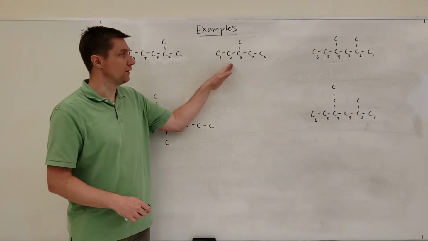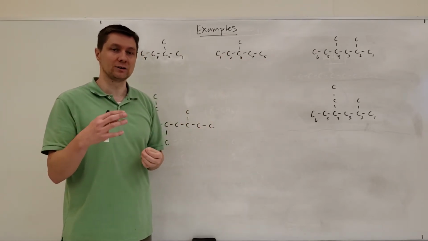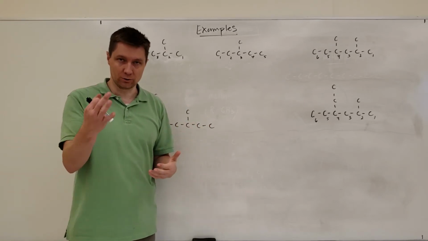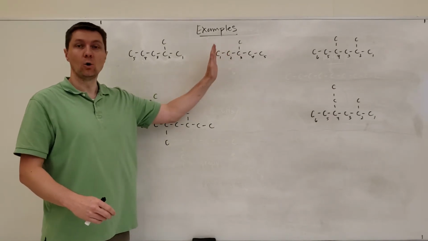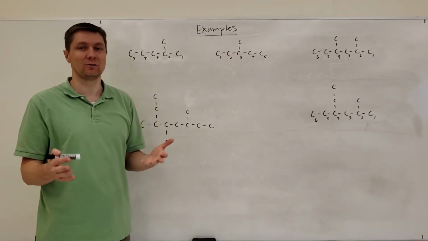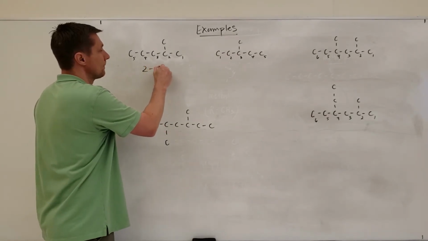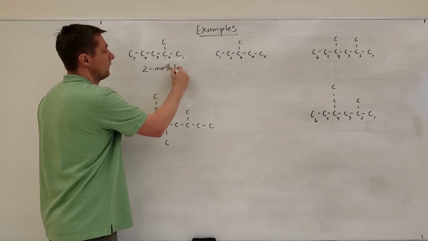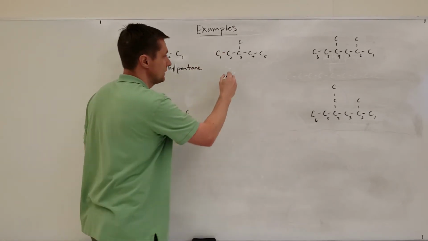You can see over here, I can number it left to right or right to left. Either way, I'm going to get an alkyl branch that's going to be on carbon number 3. But in this case, I still have to put number 3 on there because the alkyl branch could be on carbon number 3 or carbon number 2. And so to distinguish between those two isomers, I have to make sure that I stick a number in there. So this is going to be 2-methyl pentane. And this one would be 3-methyl pentane.